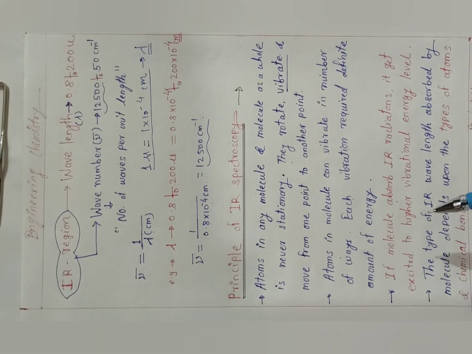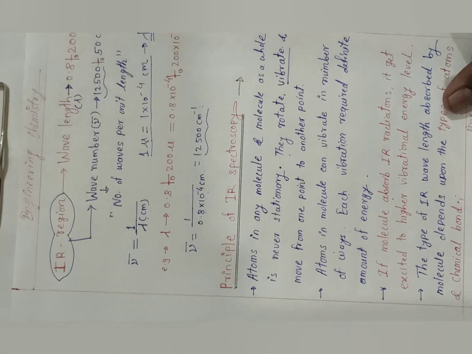Try to understand. Here I am telling IR radiation ranges from 0.8 to 200 micron. So out of the range of 0.8 to 200 micron, a specific wavelength range is absorbed by the sample, by the molecule. The type of IR wavelength absorbed by the molecule depends upon the types of atoms and chemical bonds. Means atoms and chemical bonds will decide which type of wavelength to absorb. So this is about the principle of IR spectroscopy.